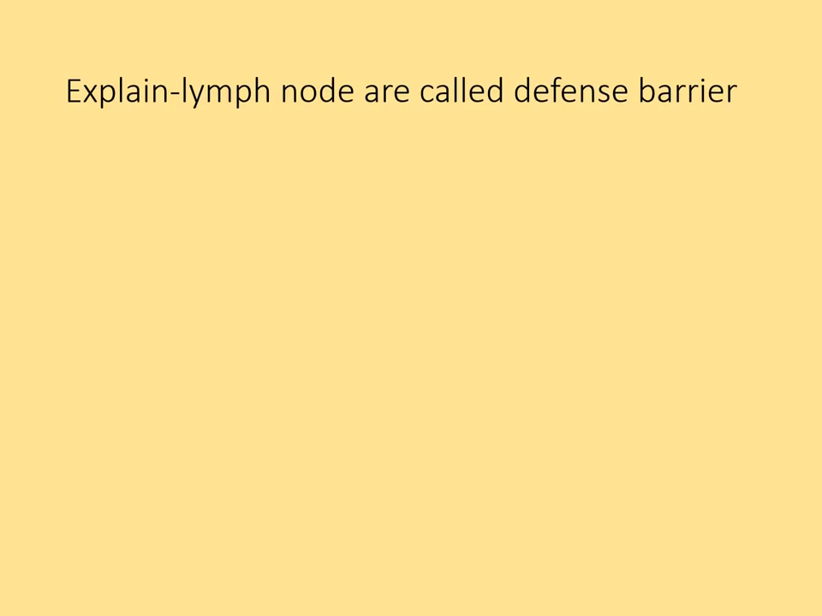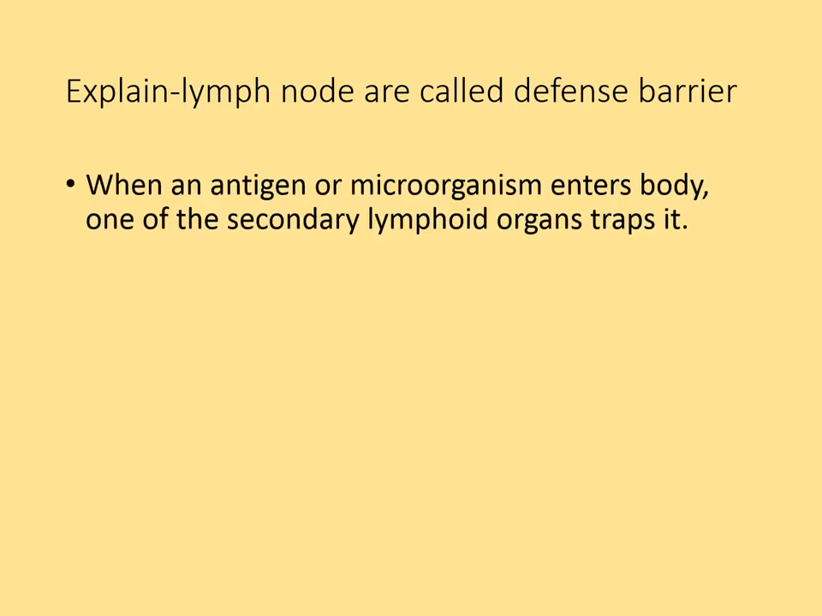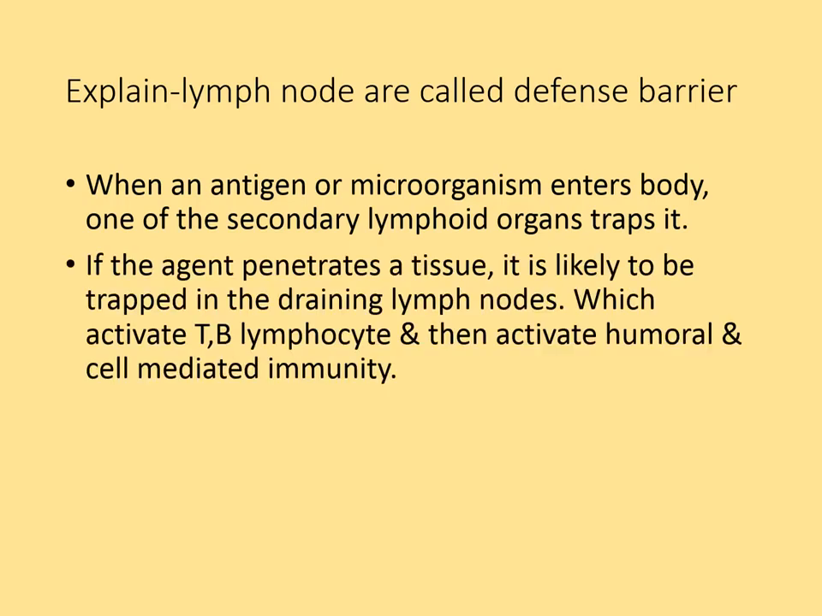Explain why lymph nodes are called defense barrier. When an antigen or microorganism enters the human body, one of the secondary lymphoid organs traps it. If the agent penetrates tissue, it is likely to be trapped in the draining lymph node first before entering the blood, which activates T and B lymphocytes and then cell mediated and humoral immunity. So lymph nodes are called defense barrier.